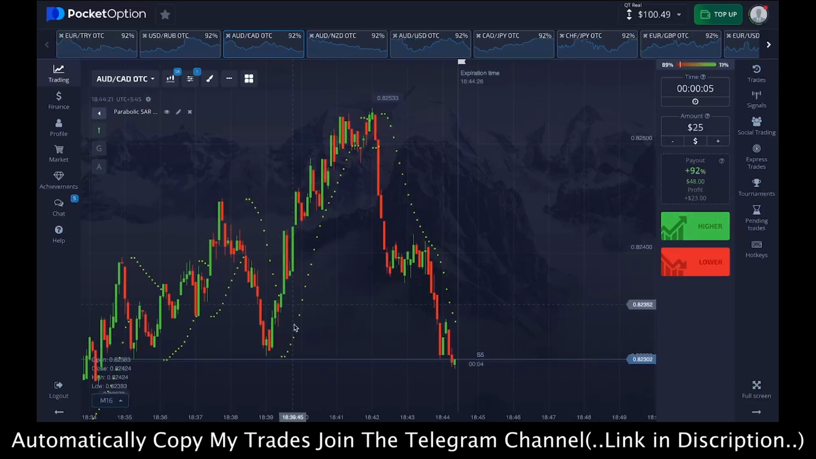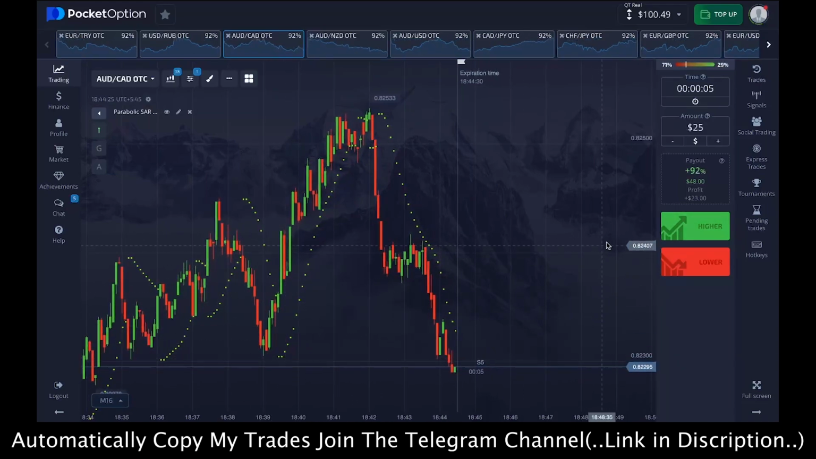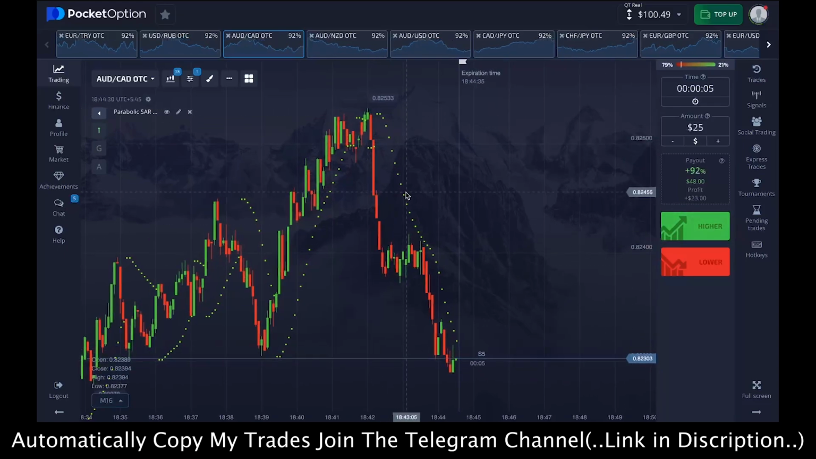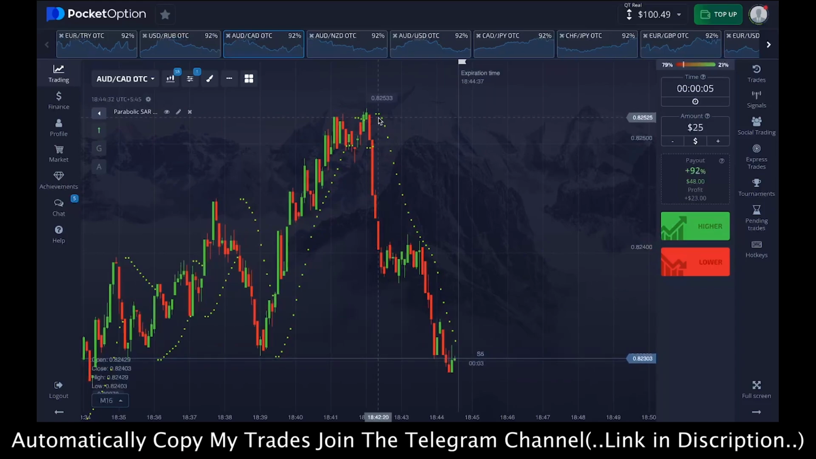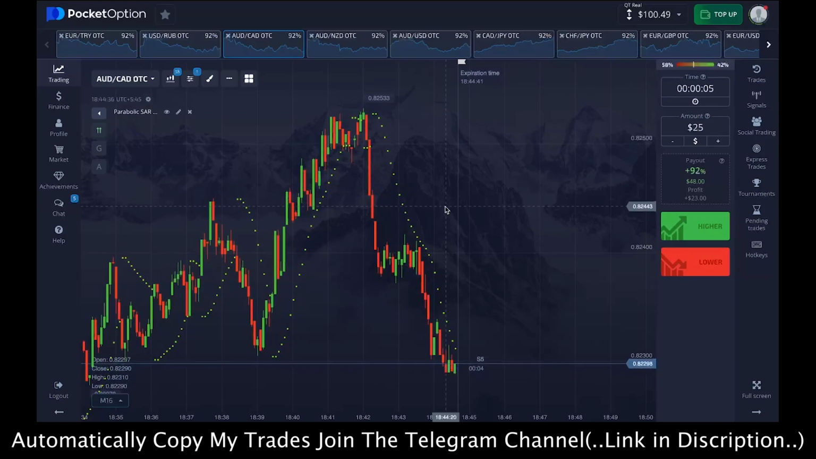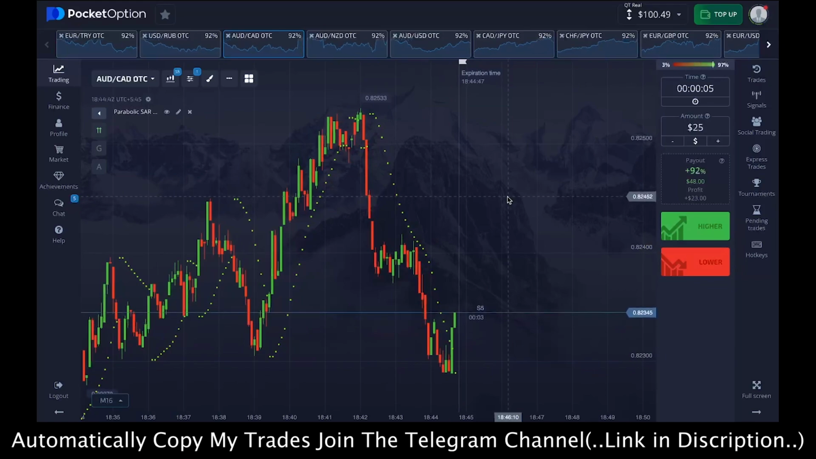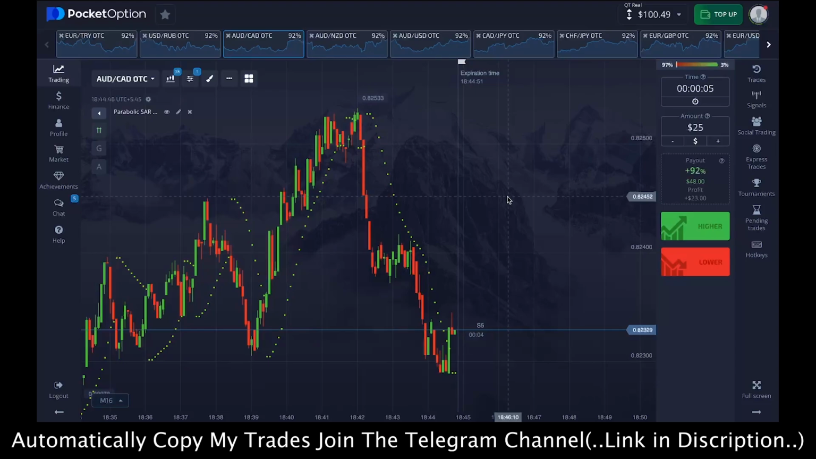Okay, so if the candles are above the Parabolic SAR indicator and the second dot is forming, at that time make a trade by clicking on higher. And if the candles are below the Parabolic SAR indicator and the second dot is forming, at that time make a trade by clicking on lower. This strategy is as simple as this. It will give you the exact signal where you need to make a trade. Now of course all of your trades are not going to be right, but you can use this strategy to become profitable in the long run.